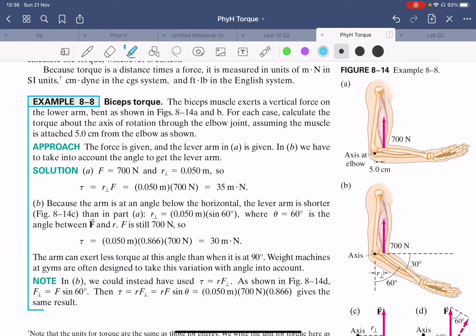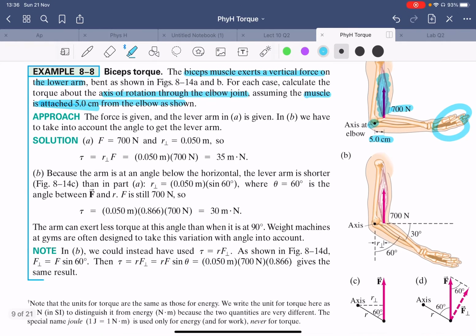So this example is talking about the bicep. The bicep muscle exerts a vertical force on the lower arm. Okay, this is the bicep. So you are exerting a force to the lower arm, and there's the axis here. You can see the distance here and the force that you exert to lift an object, right? So the rotational axis is on the elbow joint, which is 5 cm from the muscle. So the question is asking you to find the torque according to this force.